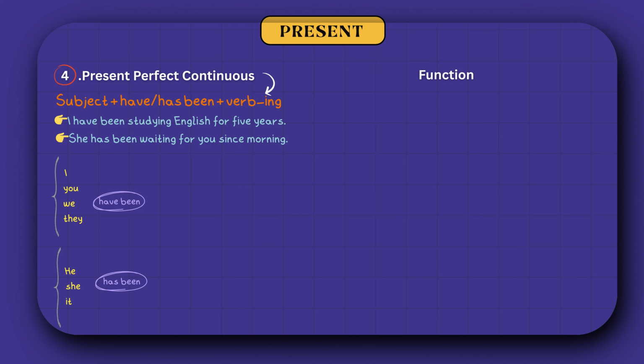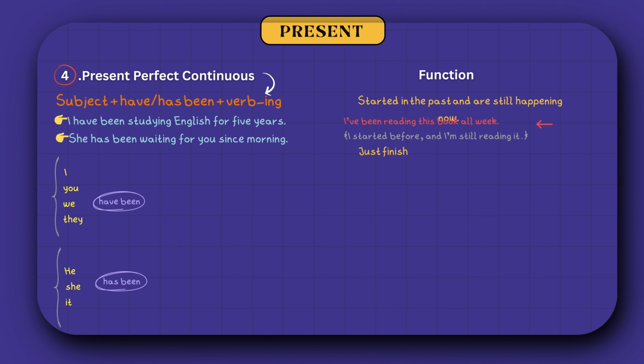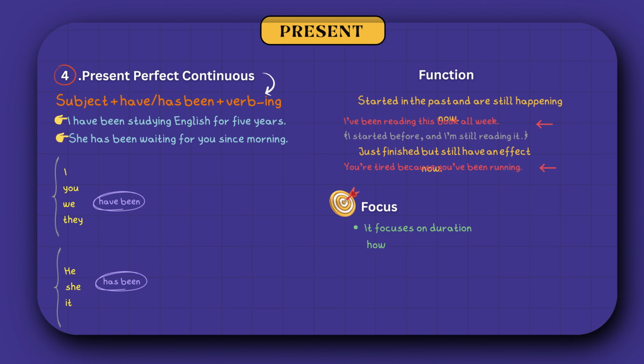Function. We use this tense for actions that: 1. Started in the past and are still happening now. I've been reading this book all week. I started before and I'm still reading it. 2. Just finished but still have an effect now. You're tired because you've been running. Focus: it focuses on duration, how long something has been happening. Common with for, since: for 5 years, since morning, for a long time.